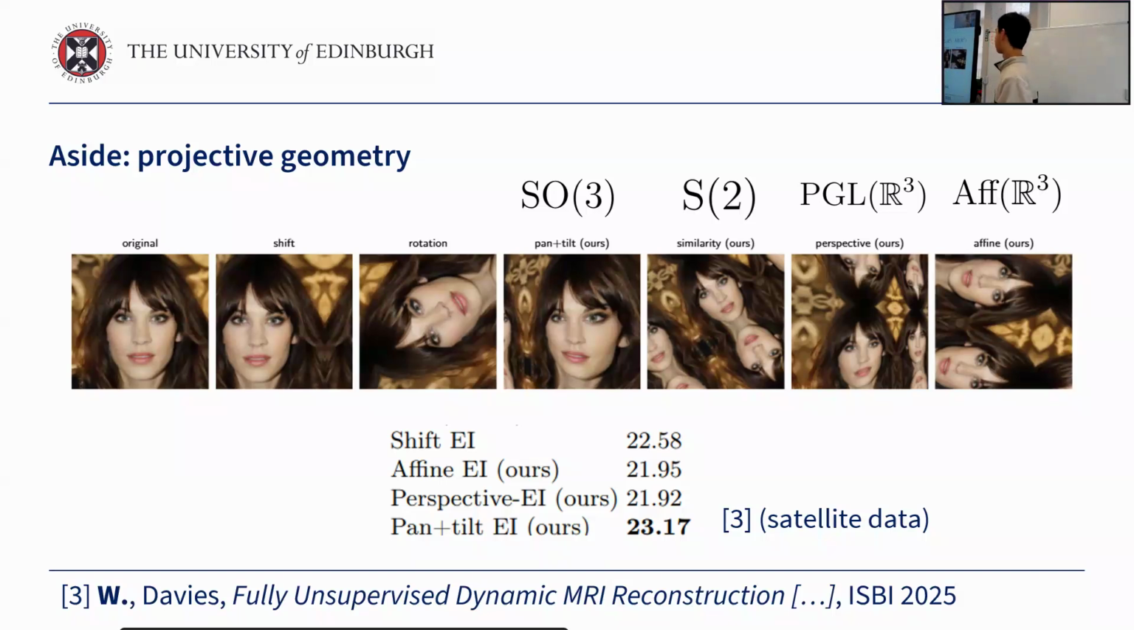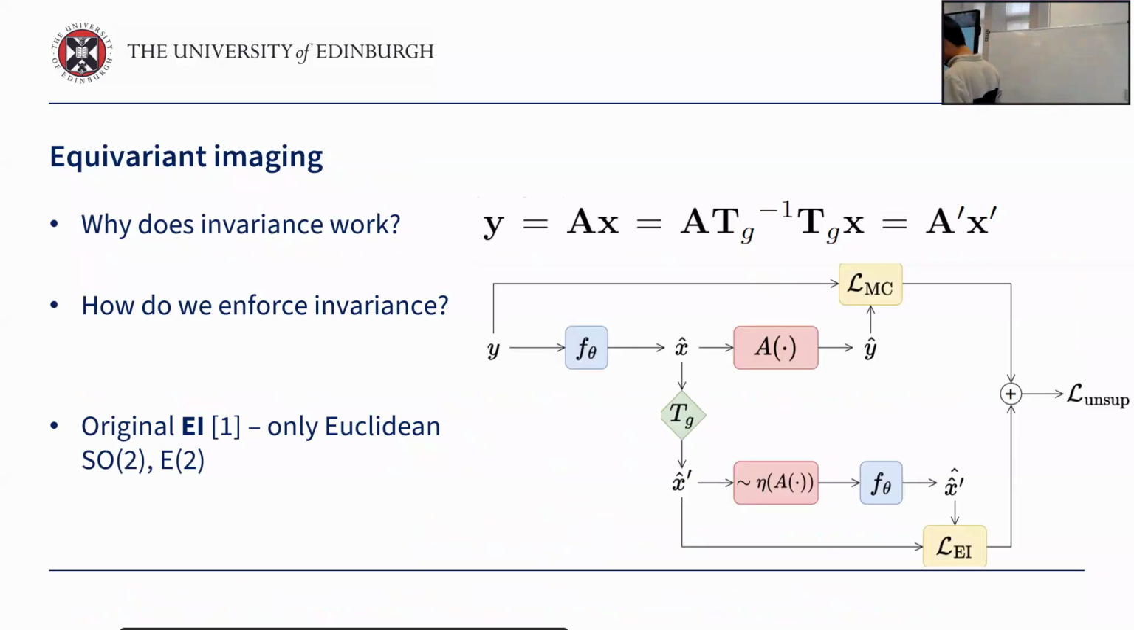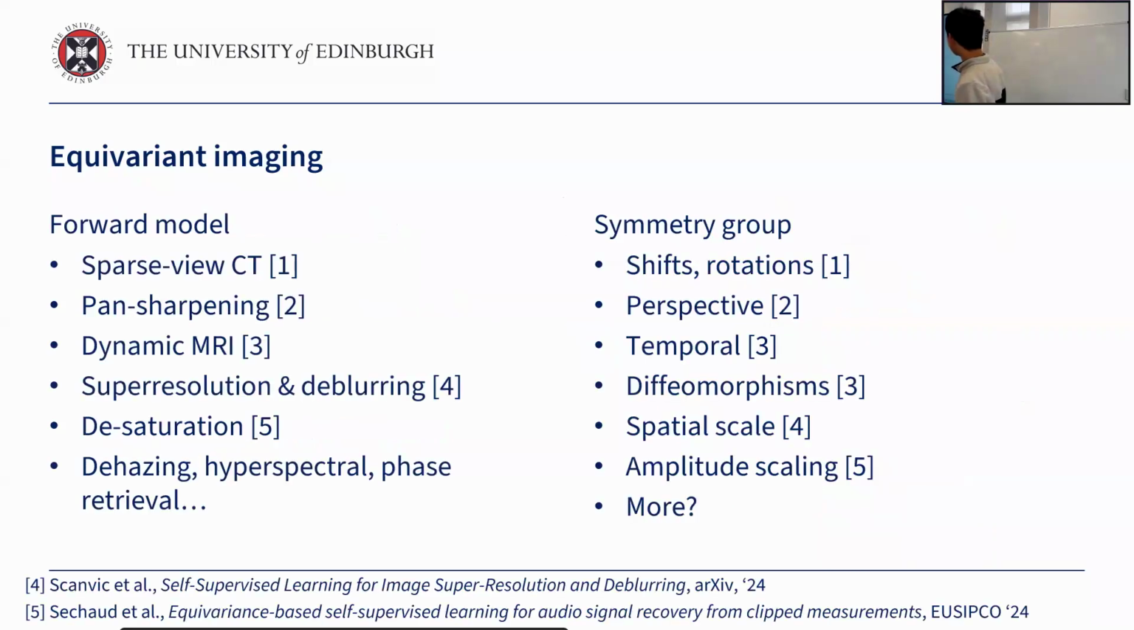It'd be nice to have some kind of way of monitoring or measuring, without ground truth, what is the best subgroup to use when you have a general description. Okay, going quite quickly through this, we know why invariance works and why it's useful and why it recovers information in the null space, and we know how to enforce it using equivariant imaging. Now we're simply replacing the T_g by a representation or action from these bigger groups that we discussed.